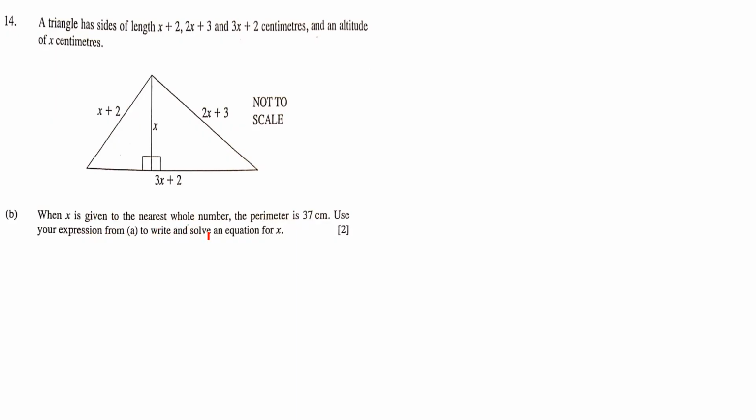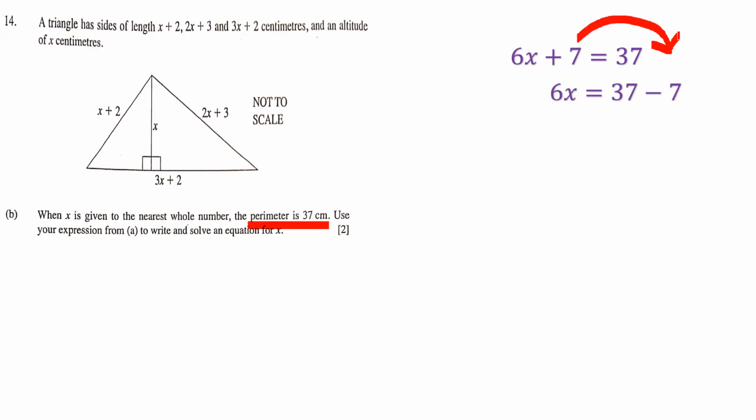They tell us that the perimeter is equal to 37 centimeters. So the expression we got, 6x plus 7, we set equal to 37, because that was an expression for the perimeter. Now we just have to solve for x. We send the 7 over the equal sign, and when we send it over, that becomes minus 7. So 6x is equal to 37 minus 7, which is 30.